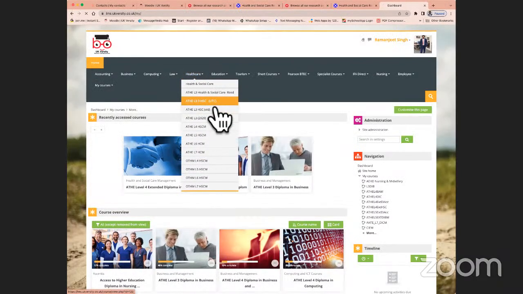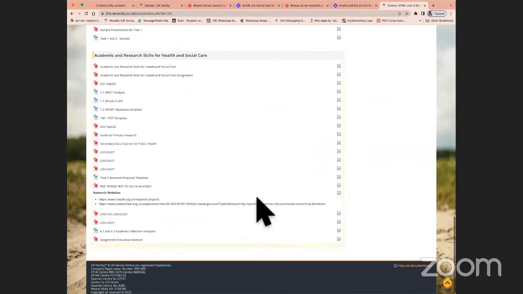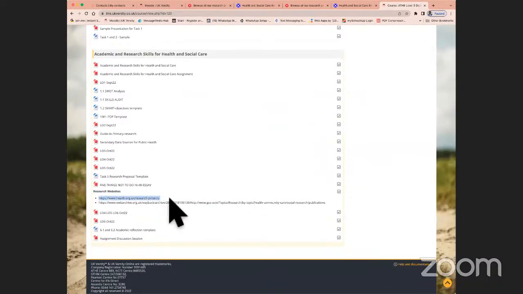Okay. So if I go into the course and I go into the academic and research skills, as you can see, these are the 2 sites which I've listed here as links, which you can actually go in and use to read the reports first or read the topics, and then look at shortlisting a report that is of interest, download it, and then use this research proposal template, which is given here as a Word document, to populate it to complete learning outcome 3.